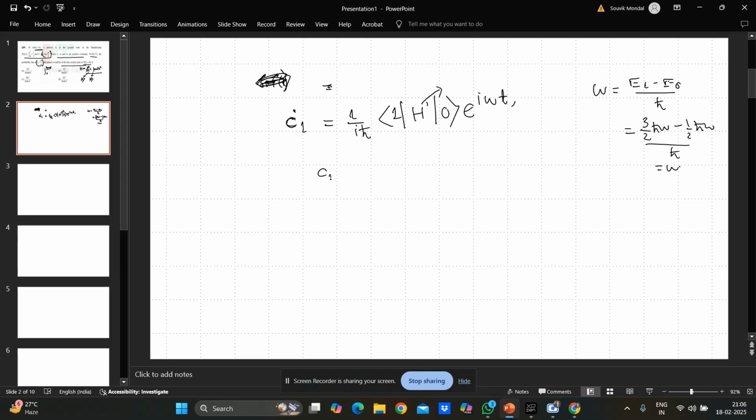Okay, so c1 is simply the integration of this: 1 by i h cross, integral of bra 1, H prime, ket 0. H prime is lambda x, the spatial part of H prime, and you have sine omega t by 2 here. I am separating the spatial part and the time dependent part. Then e to the power i omega t dt. This you have to integrate from 0 to T, and T is equal to 2 pi by omega.